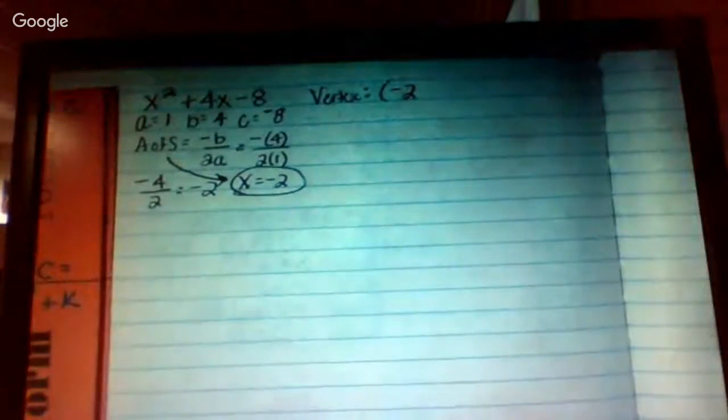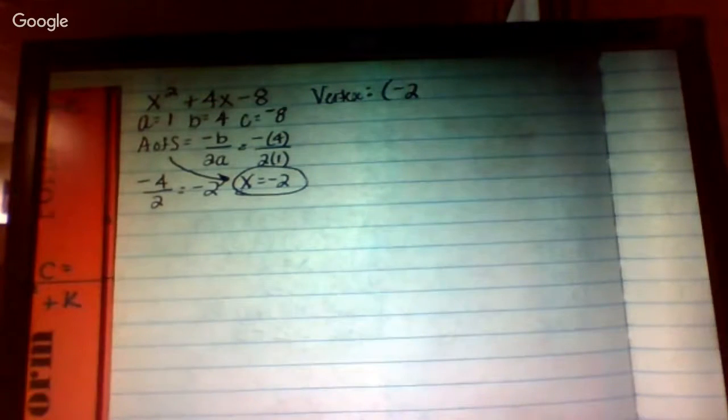That's your axis of symmetry. So if you want to draw a line down to it so you know what that is, that's fine. What does that spell? A-O-S, axis of symmetry. The next piece we can find is your vertex. Your vertex automatically starts with -2 because that's my axis of symmetry.